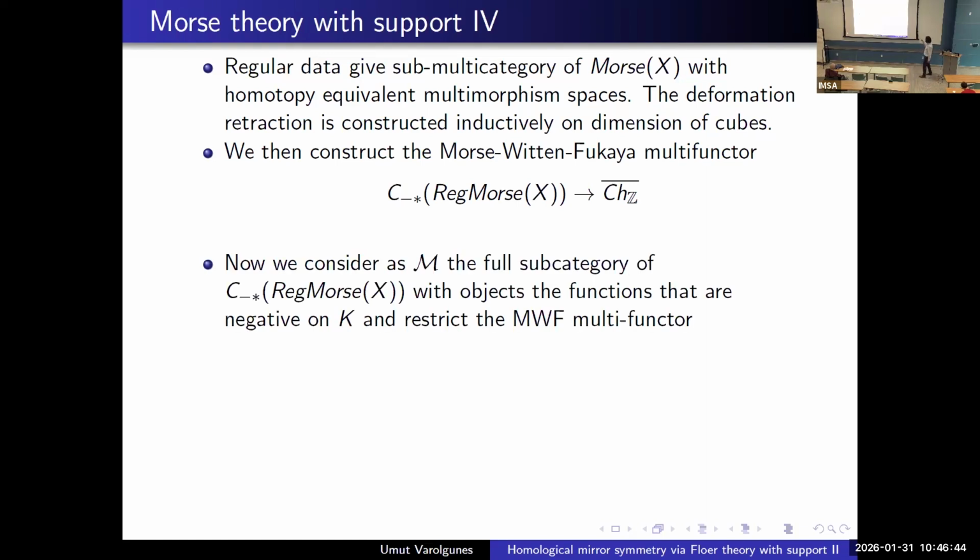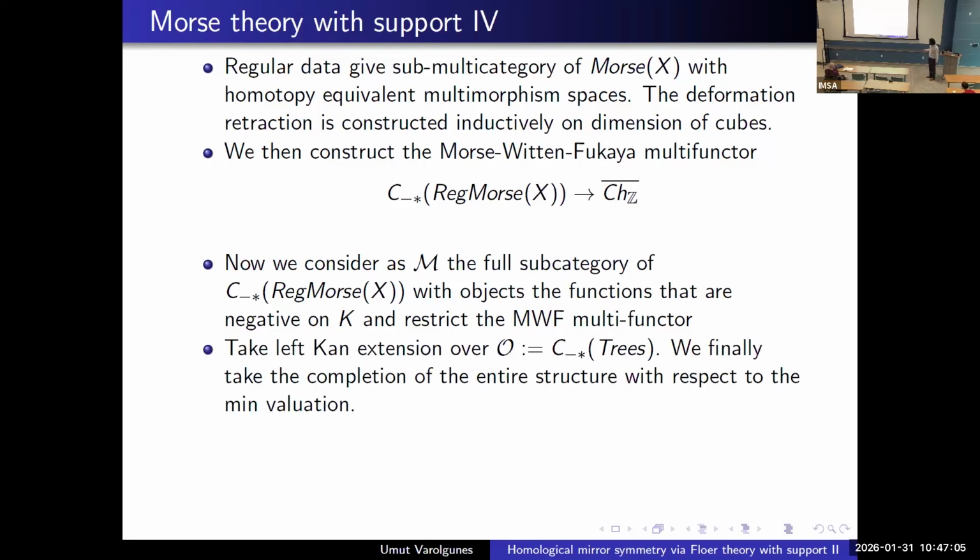So now comes K, finally. I now consider as my M the full subcategory here with objects that are functions that are negative on K. That's all. I restrict this Morse functor, and then I take the left Kan extension, and then I take the completion of the entire thing with respect to the mean value.